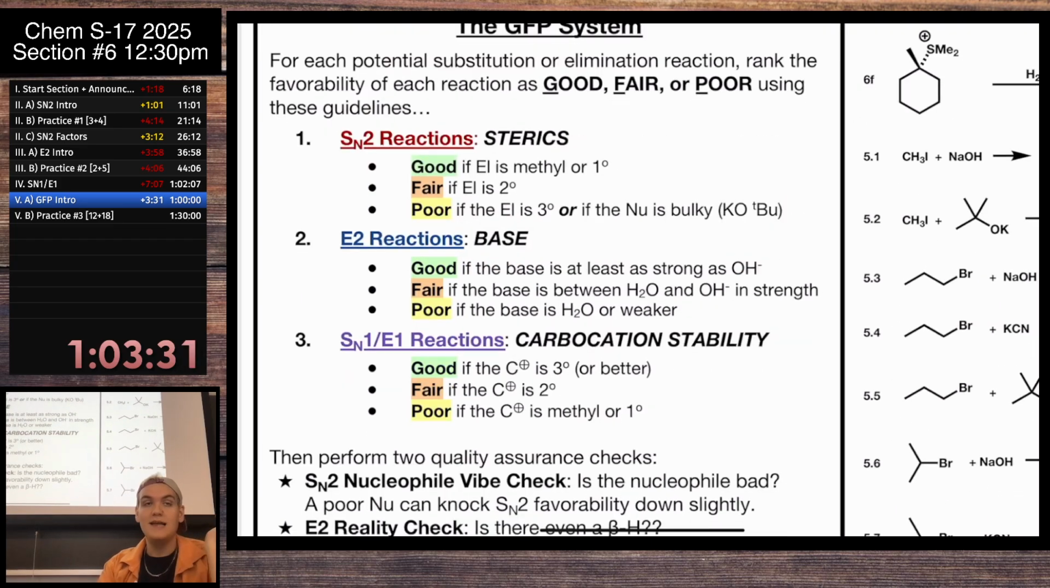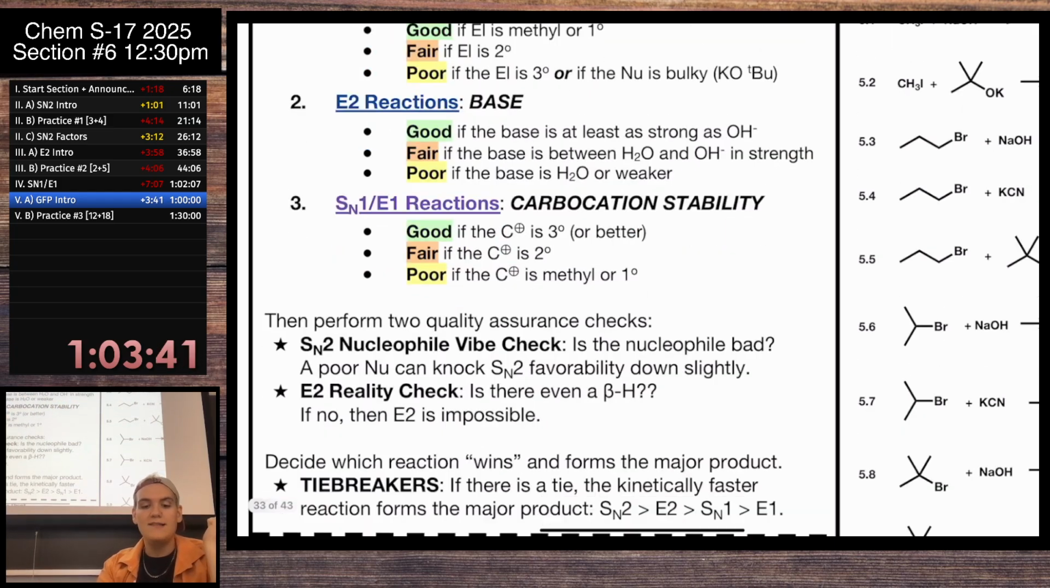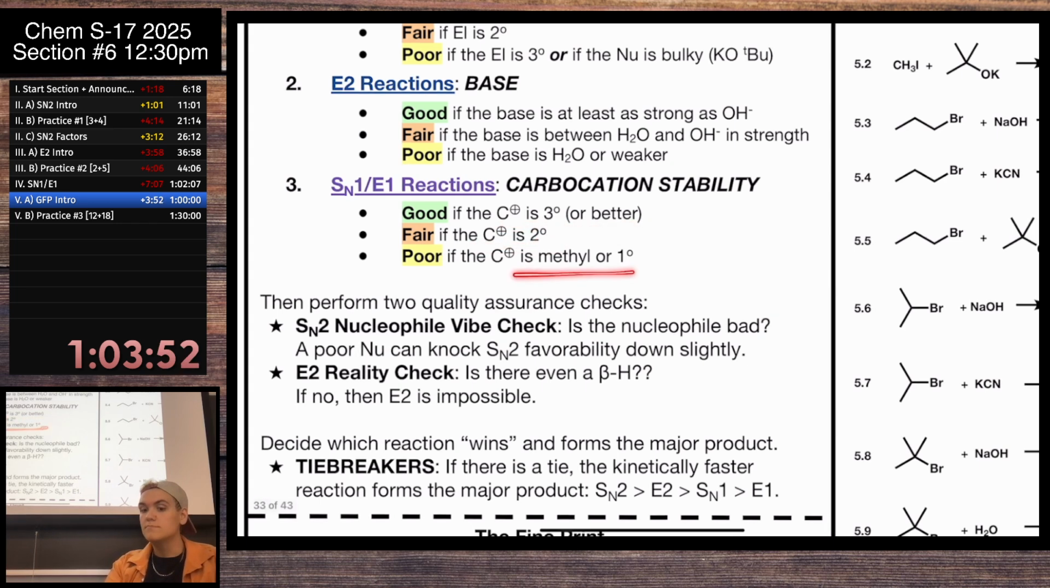Now E2, it's about base strength. So OH minus or better, like OR minus, is good. H2O or weaker is poor, and anything in the middle is fair. Then for SN1 and E1, it's about carbocations. Tertiary or better, resonance, is good. Secondary is going to be fair, and primary or methyl is going to be poor.